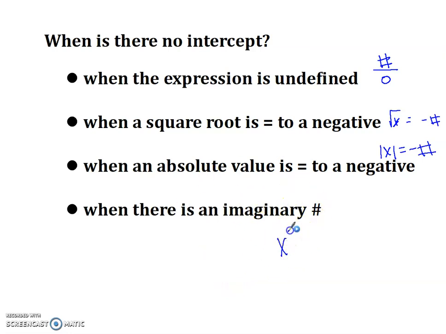So that can typically work out where you get like x squared equals a negative number, or when you're finding the y-intercept, you could end up with the square root of a negative number. So if you run into either one of these scenarios while solving for an intercept, it means there is not one of those intercepts, whether it's an x or y intercept that you're solving for.